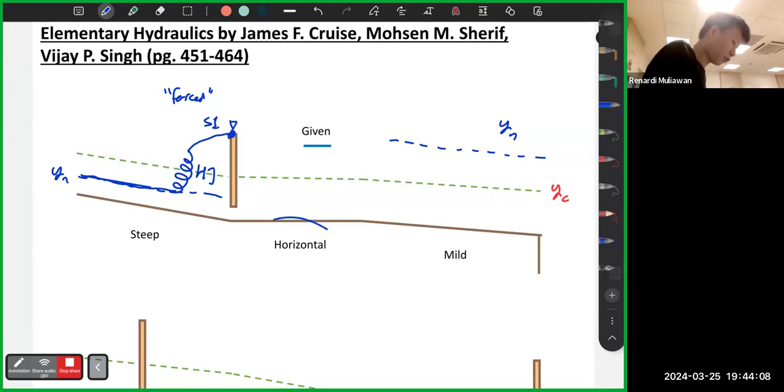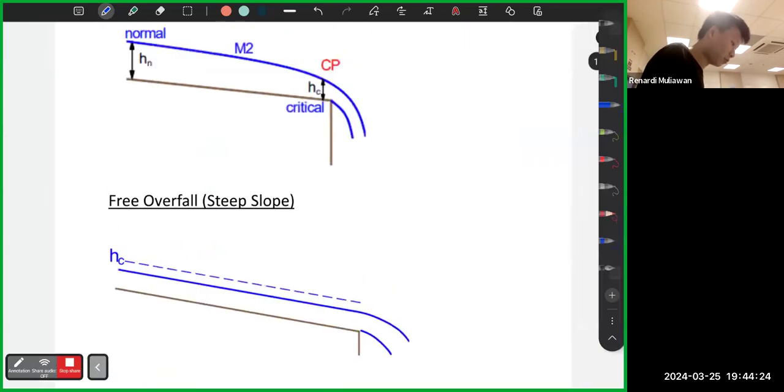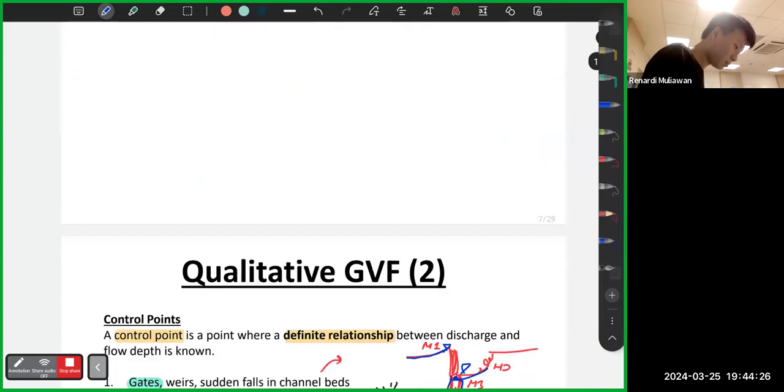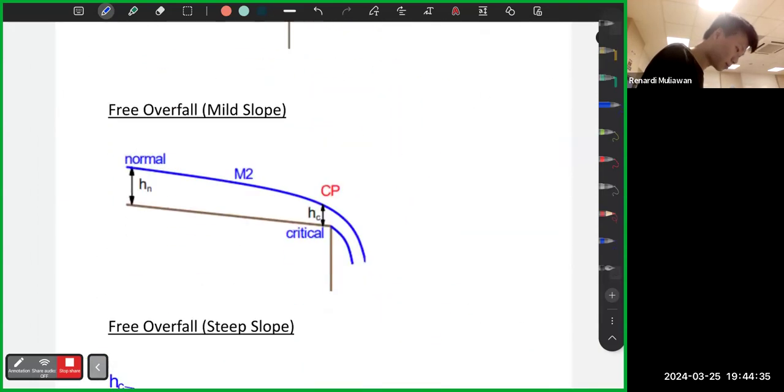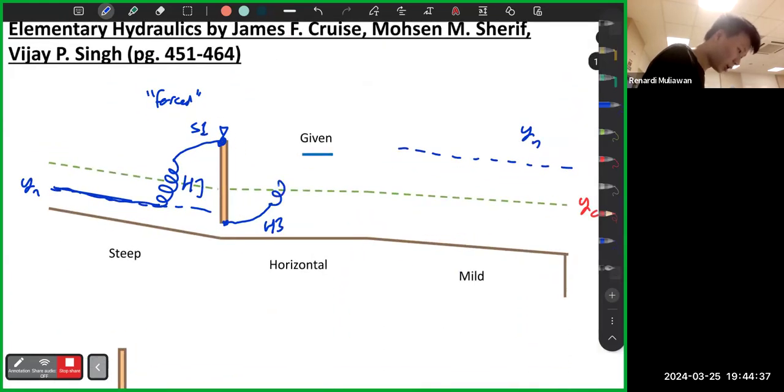For horizontal slope, again, it's forced to go from below, right? So what's the curve? It's H3. Because for horizontal, this is 2, this is 3. But it's forced from below, so it's H3. And if you remember just now, for hydraulic jump, it's always H3 first, then hydraulic jump. So if you go back, it's H3, hydraulic jump for given value.